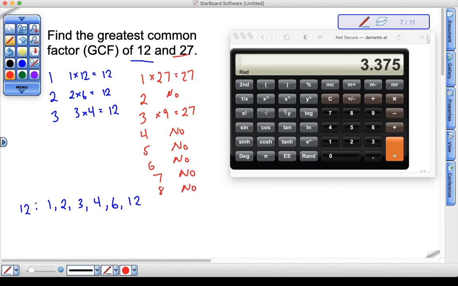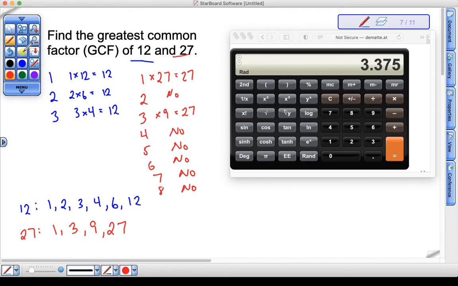So I don't have many factors of 27. In fact, my factors of 27 are: 1 is the first number. The next largest number I have on this list here is going to be my 3. The next one I have is a 9. And then the largest is a 27. So a much smaller list.